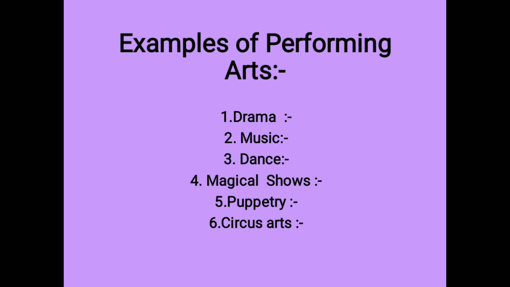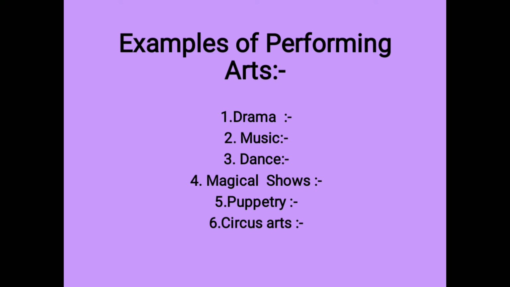Now, I am going to tell you some examples of performing arts. Drama. The first example of performing art is drama. There are different types of dramas in English literature, for example, tragedy, comedy, tragicomedy, melodrama, problem play, etc. The second example of performing art is music. There are different types of music, for example, jazz music, rock music, classical music, etc.